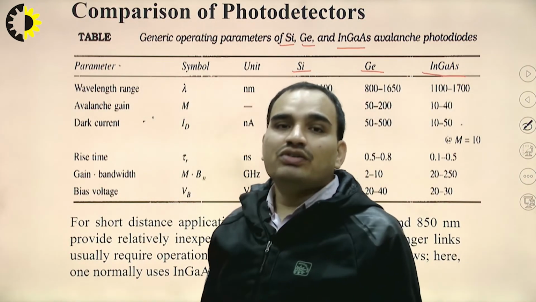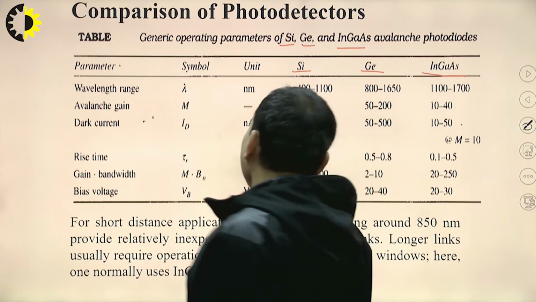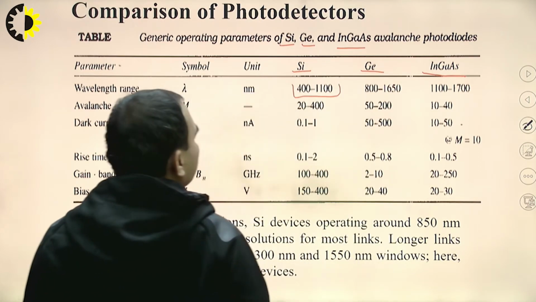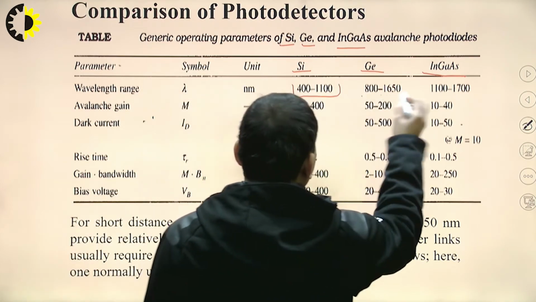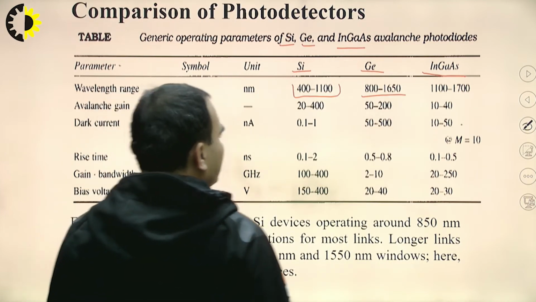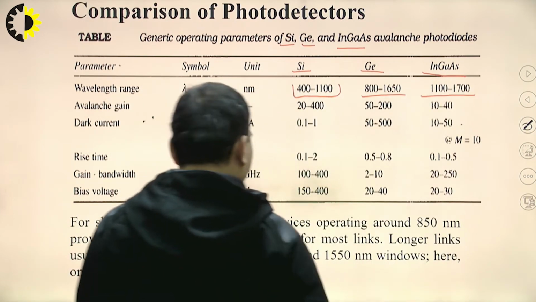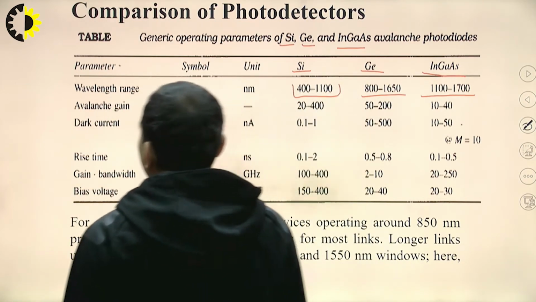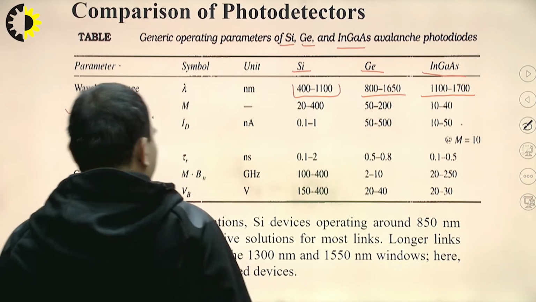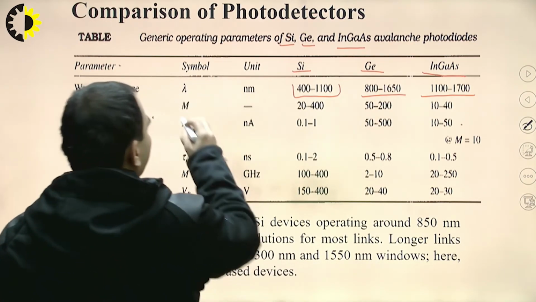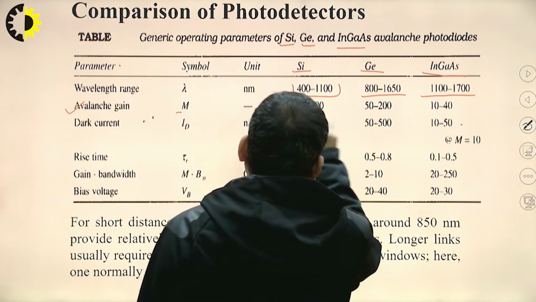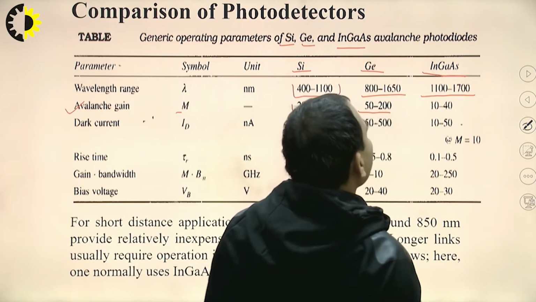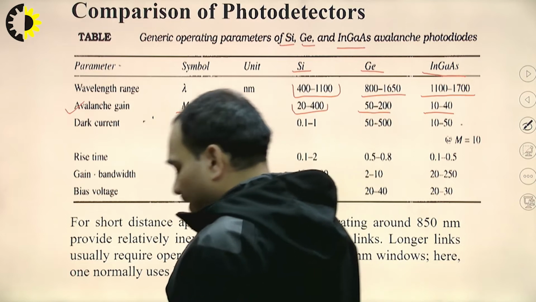So the wavelength for the Avalanche photodiode, when we compare this for the material silicon, then we have 400 to 1100 nanometers of wavelength. When we talk about germanium, it is 800 to 1650 nanometers. For indium gallium arsenide, again we are getting the same performance, the higher wavelength region ranging from 1100 to 1700. When we are talking about the Avalanche gain, that is a multiplication factor, that is capital M, for silicon it is ranging from 20 to 400, for germanium it is 50 to 200, for indium gallium arsenide it is ranging from 10 to 40.